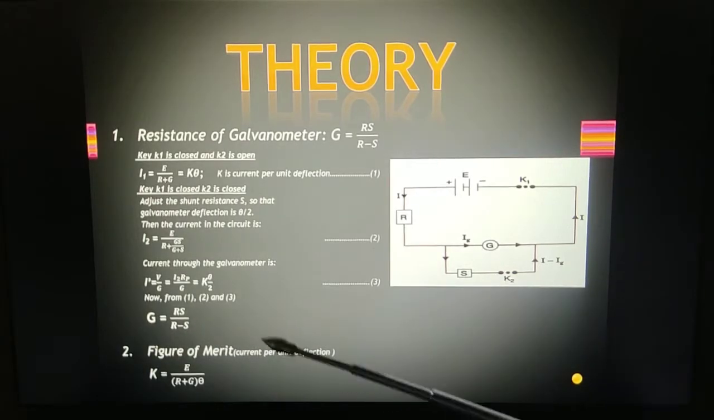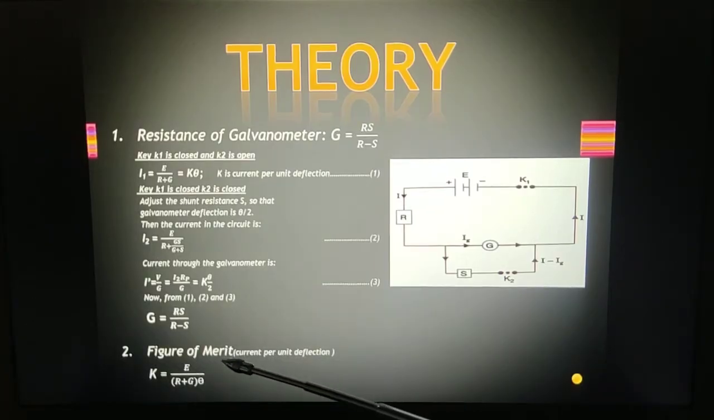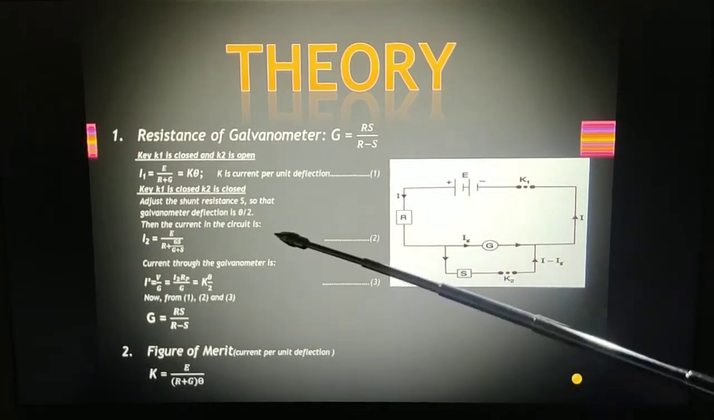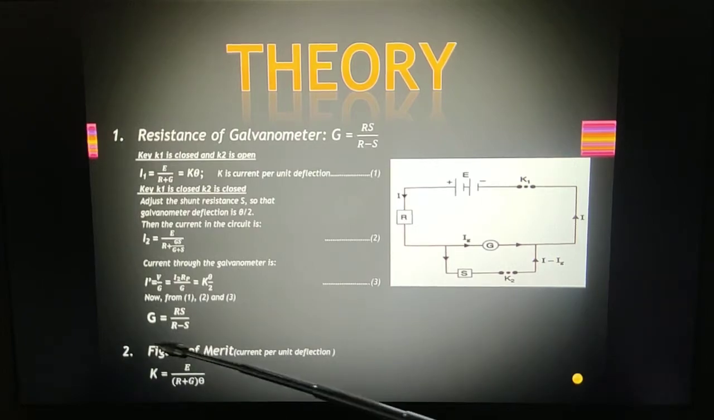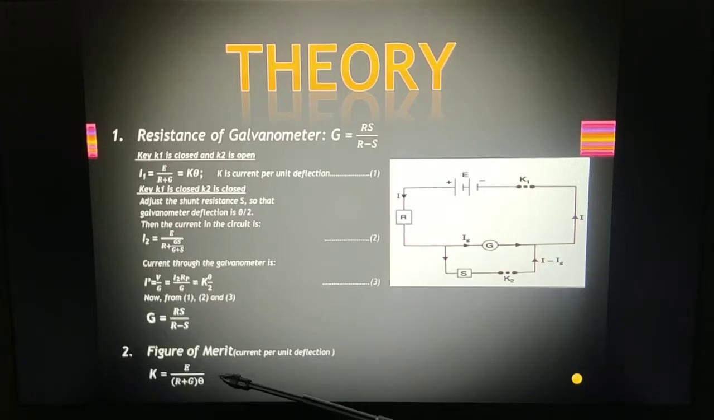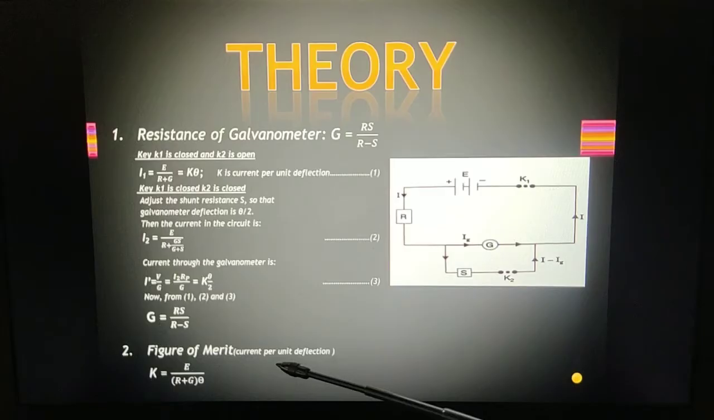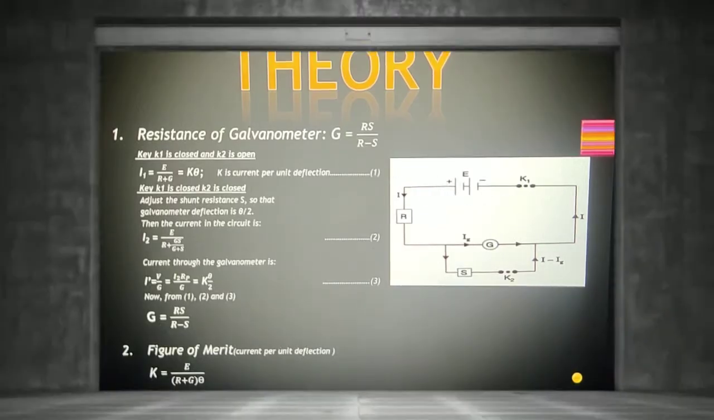Second part of the calculation is to find the figure of merit. With these readings we can find the figure of merit K, which is equal to E divided by R plus G, into theta. For every trial we can find out K, and we need to find the average of all these readings, as we are going to do under observation and calculation.